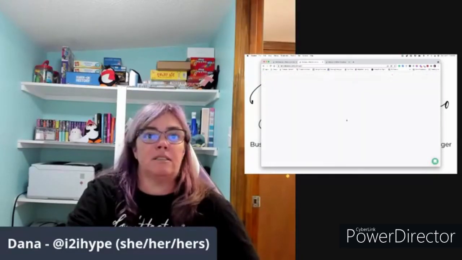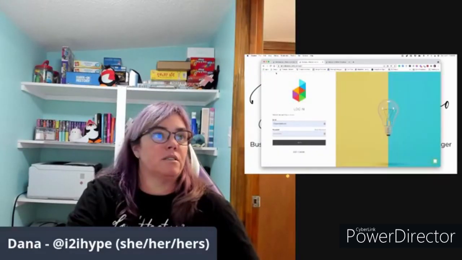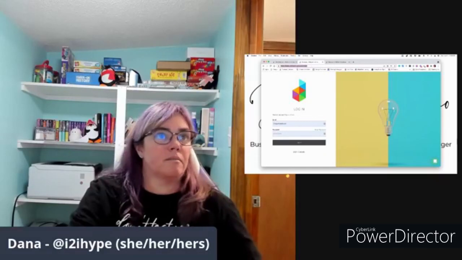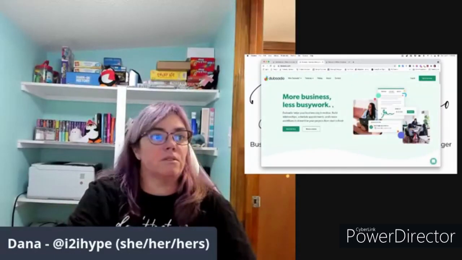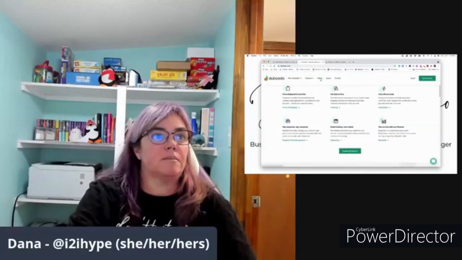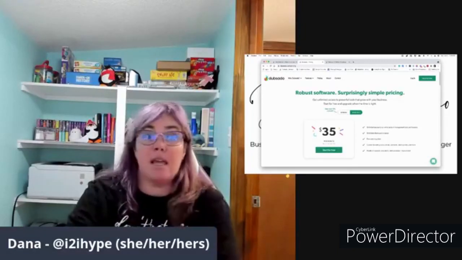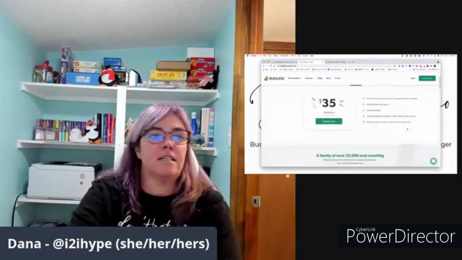Let me log out and see how much it is. I have absolutely no idea how much the software is, but let's see, pricing. $350 for a year, 20% off if you pay annually. Monthly, it's $35 a month. Again, 20% off with the coupon that I put in there. So you guys can take a look at it and see.